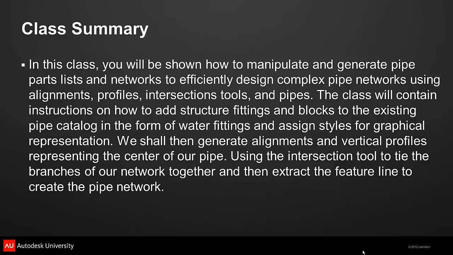So from this, we're going to generate the alignments and the vertical profiles. That's going to represent the center of our pipe, and we're going to use the old intersection tool. I love this thing. It's not just for corridors, and we're going to use that to branch our networks together, and then we're going to extract the feature lines and create some pipe networks from them.